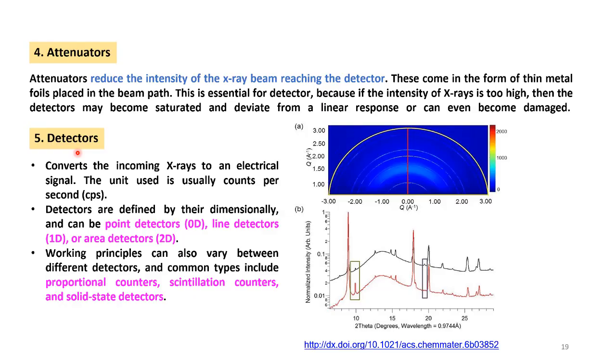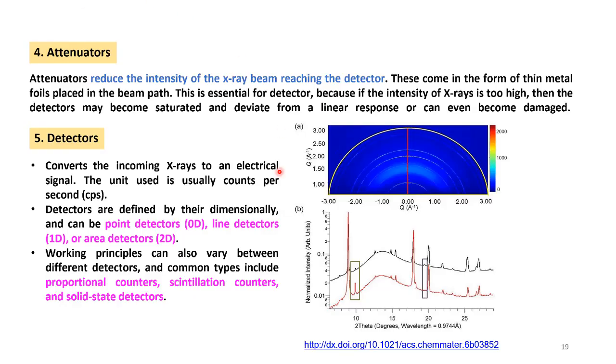Then we have the attenuator. Attenuators reduce the intensity of the X-ray beam reaching the detector. This comes in the form of a thin metal foil, which is placed in the beam path. This is essential for the detector, because if the intensity is very high, then the detector may become saturated and deviate from a linear response.